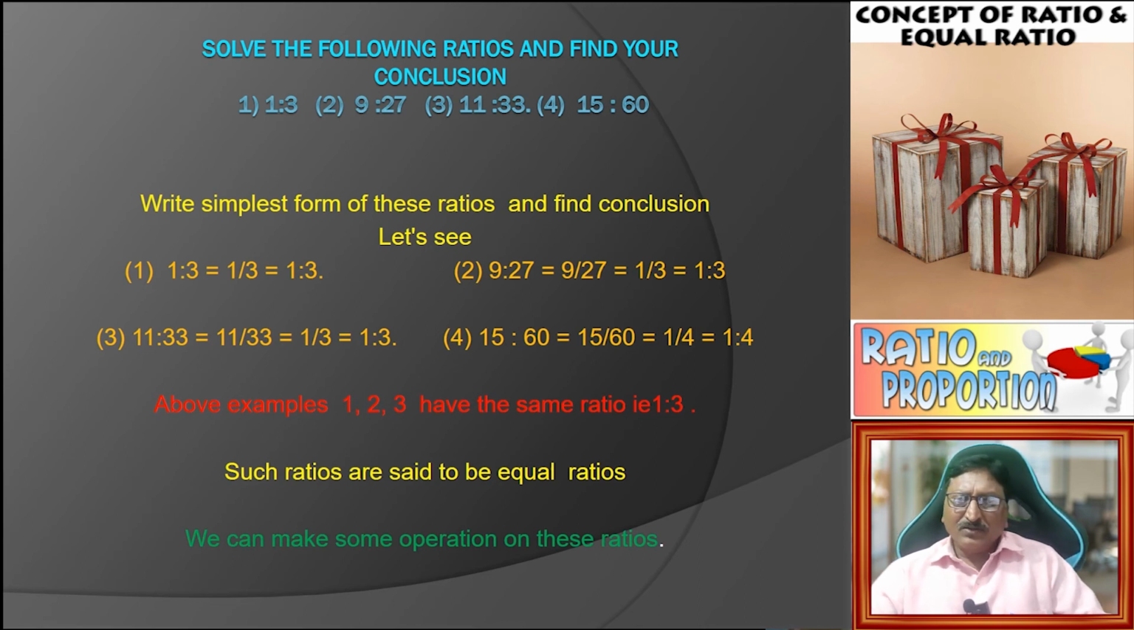Examples 1, 2 and 3 above have the same reduced value, that is 1 is to 3. Such ratios are said to be equal ratios. That means there are 3 different ratios: 1 is to 3, 9 is to 27, and 11 is to 33. But the reduced form of all these 3 examples is 1 is to 3. Therefore, these 3 ratios, 1 is to 3, 9 is to 27 and 11 is to 33, are said to be equal ratios. I think, guys, you can now understand the concept of equal ratios also.